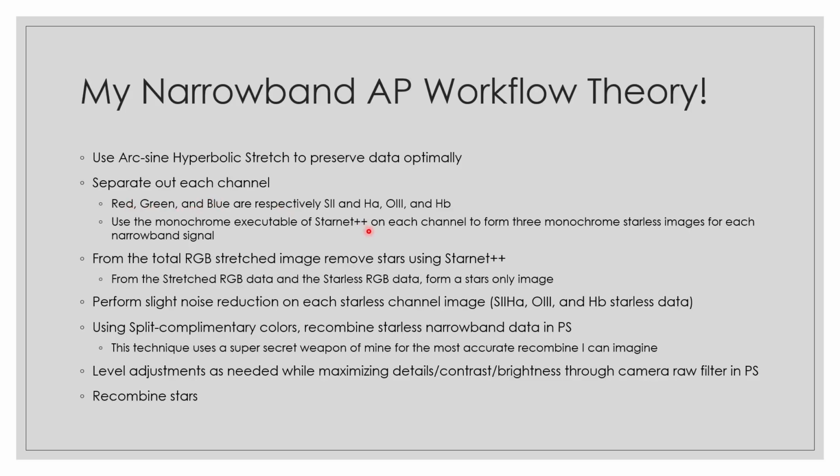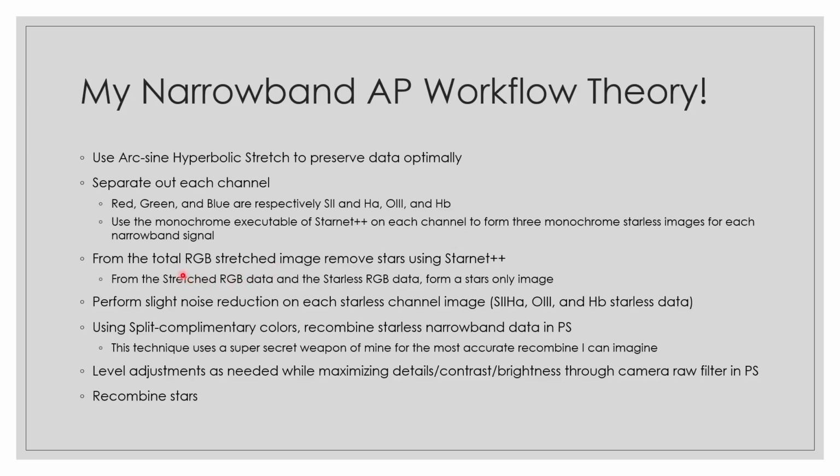And it turns out that star removal is even better in a monochrome image than it is in RGB. So you even get a better star removal when you separate out channels. And so I use this monochrome executable of StarNet++ on each channel to extract the stars so that I get a starless image of my red, green, and blue channels in monochrome.